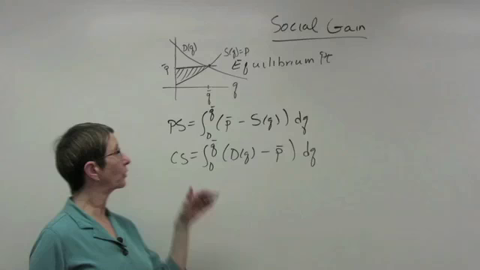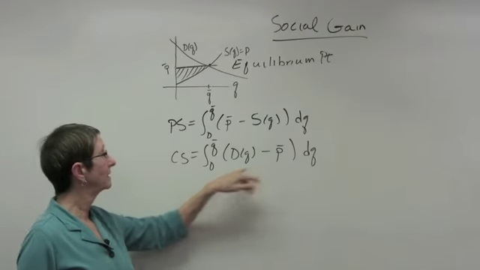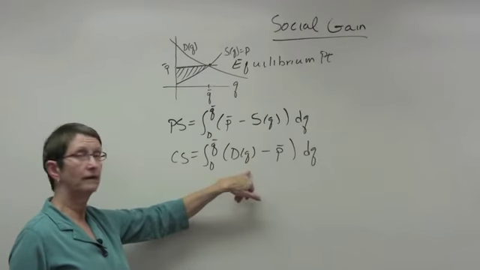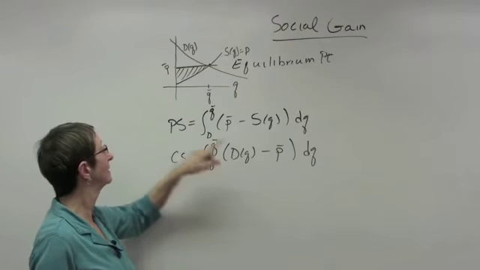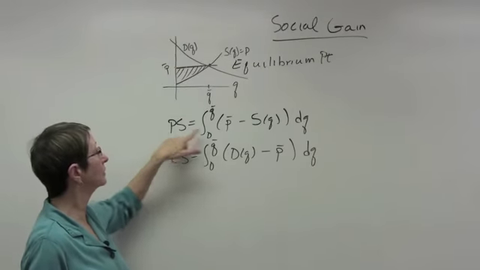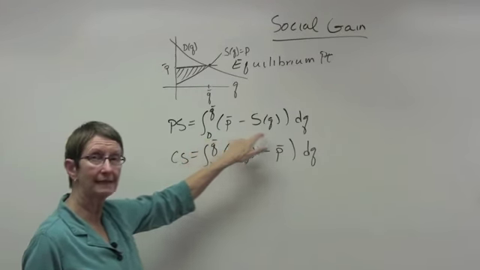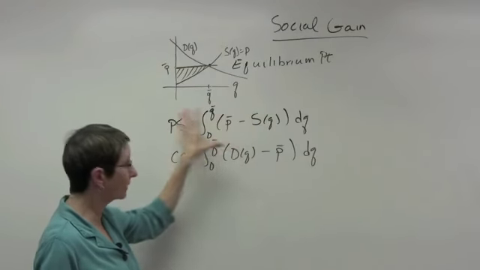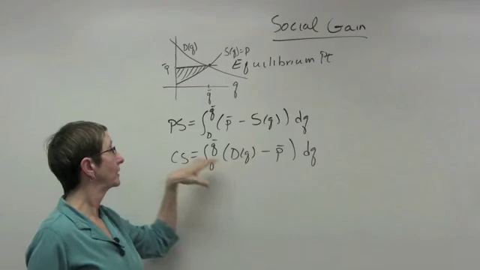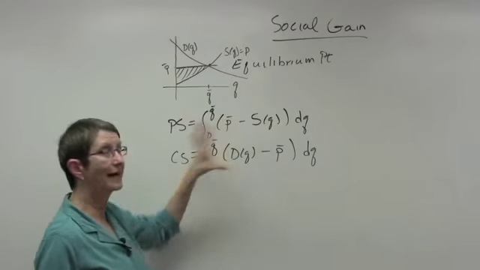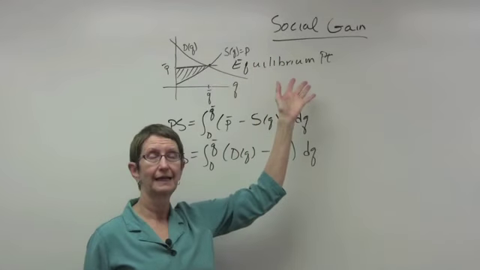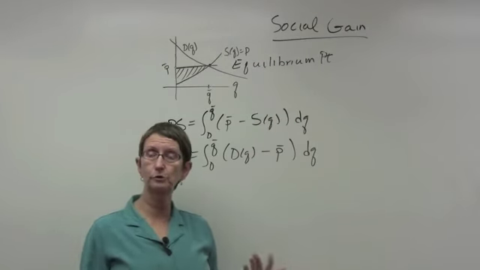You've seen the formulas for consumer surplus, the integral from 0 to q bar of the demand function minus p bar, the equilibrium price, and producer surplus, which was the equilibrium price minus the supply equation. So you evaluate those integrals and you come up with consumer savings or the gain to producers. If you combine those two, you have social gain. It's the gain for both consumers and producers put together.